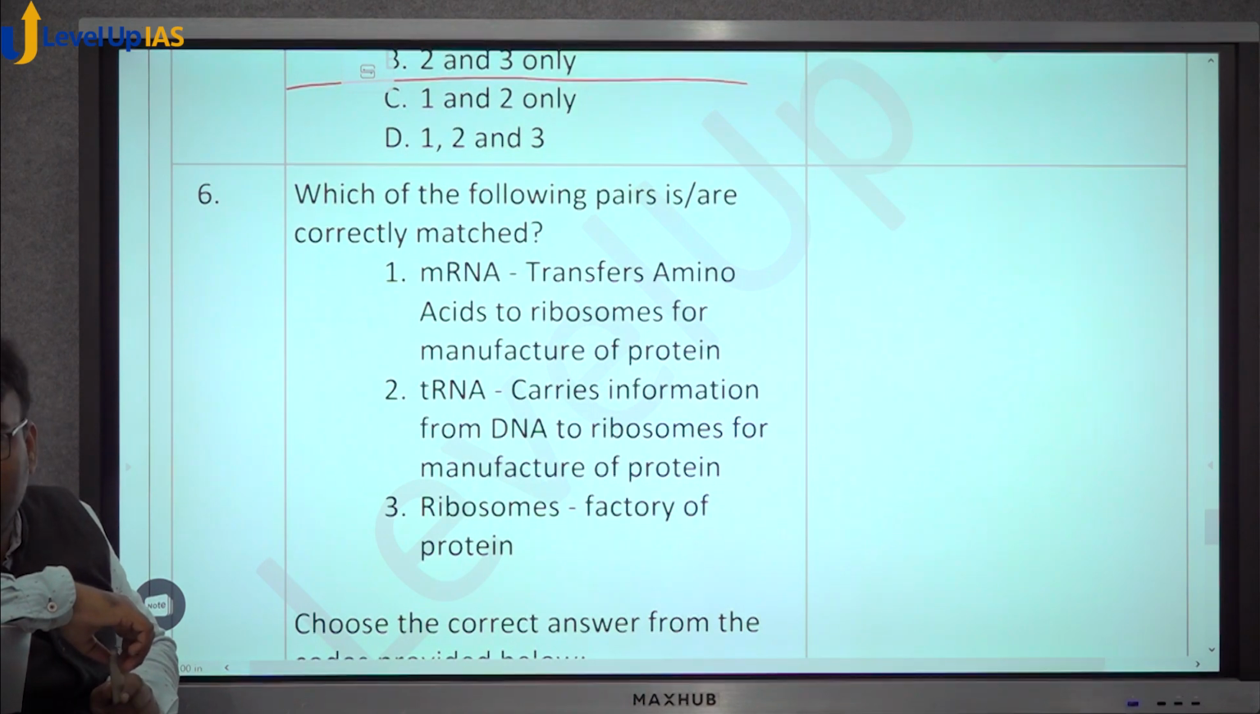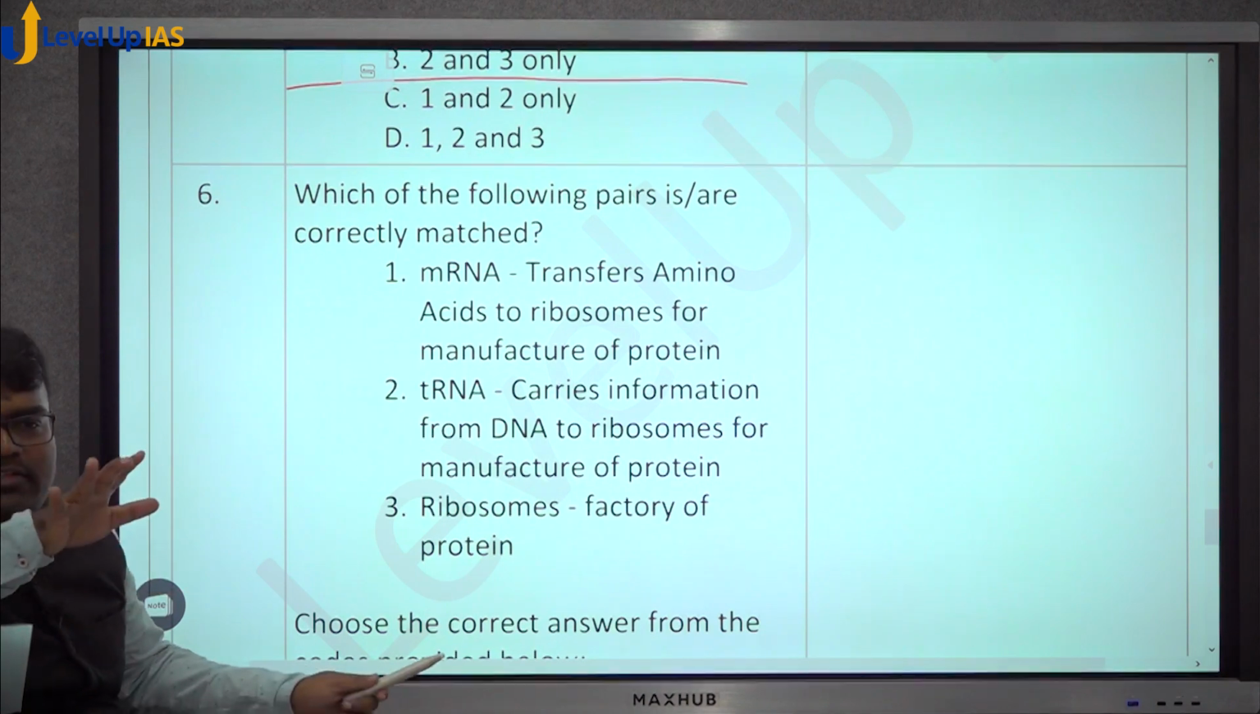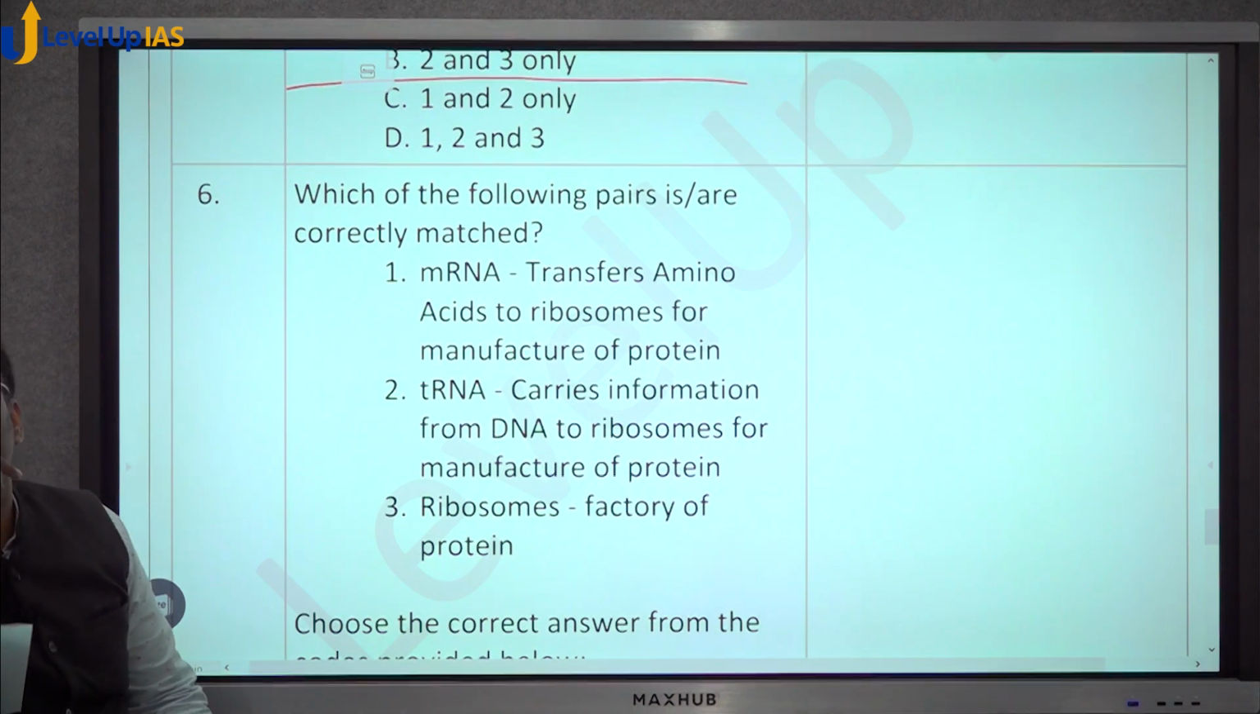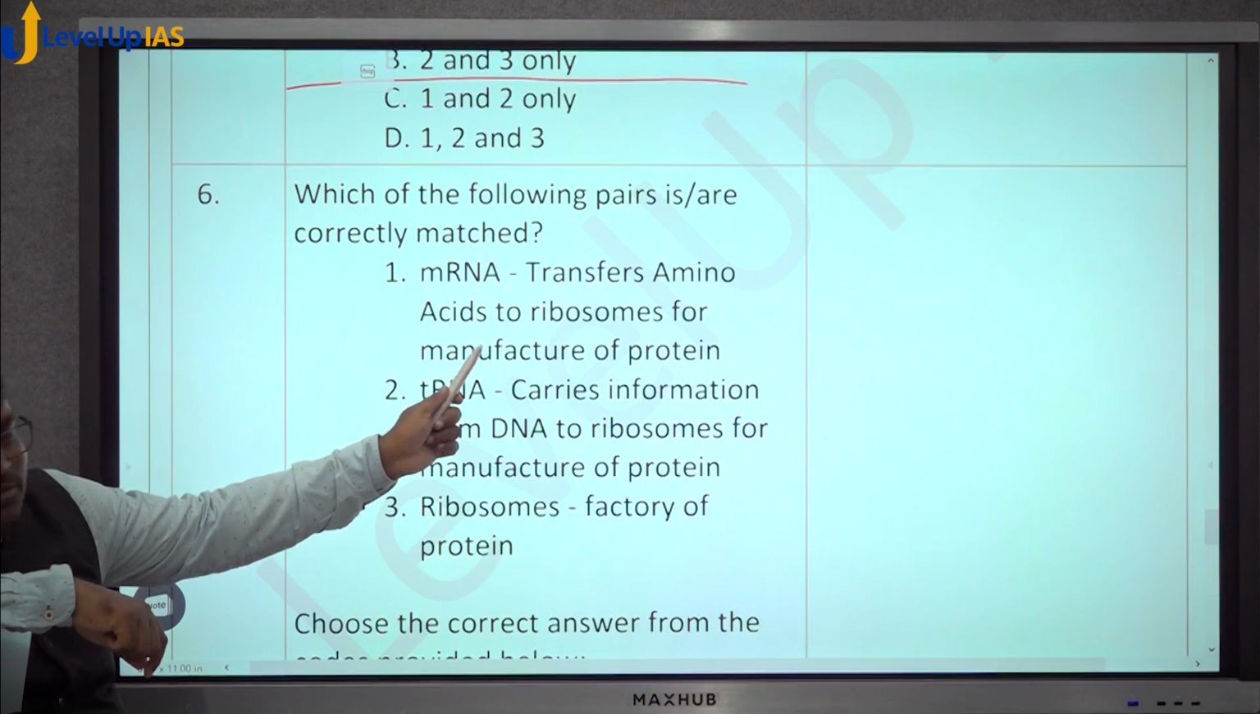First one is correct. What was mRNA? What message is it carrying? It carries, from inside the nucleus, which protein has to be formed? mRNA is carrying that information, no, from gene to ribosomes. Transfers amino acid to ribosomes?